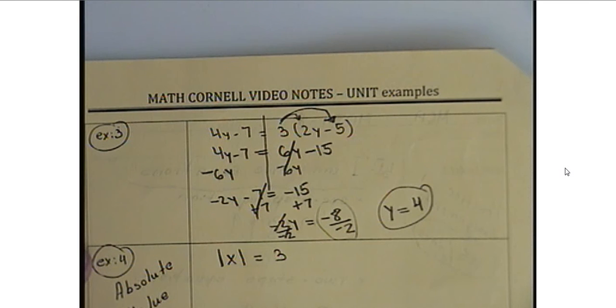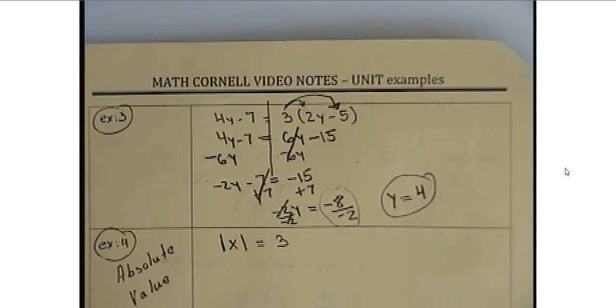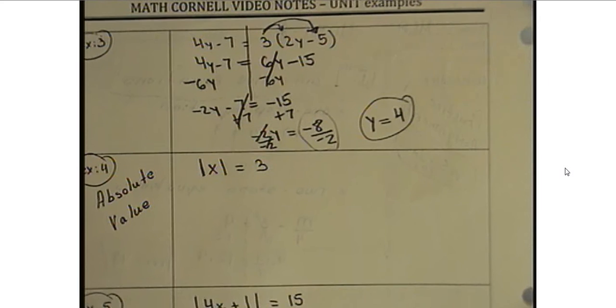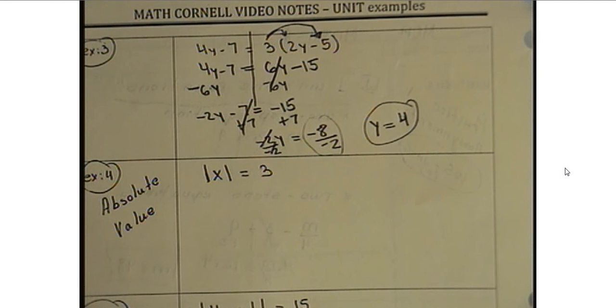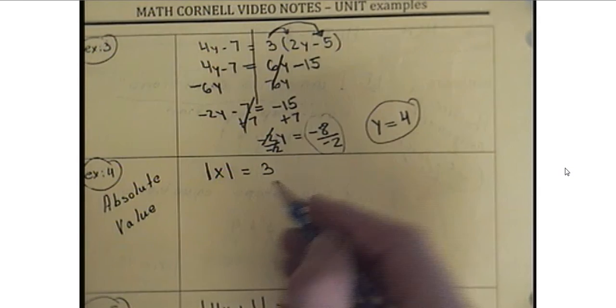What happens when we have absolute value? So think about, what does absolute value mean? Well, the first thing, absolute value is always equal to a positive number, which means it's always equal to any of our real positive numbers, also called whole numbers. So let's take a look at this.